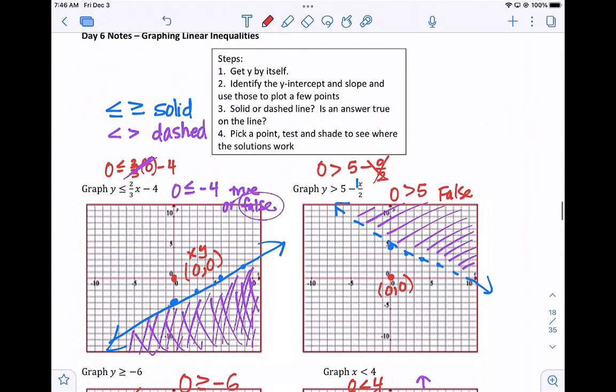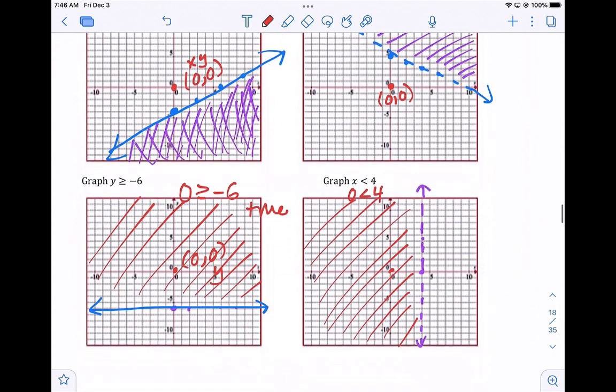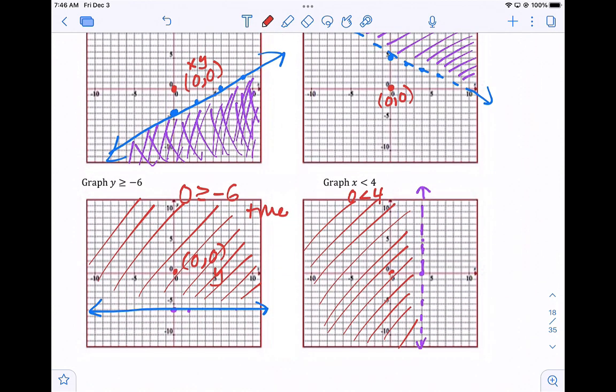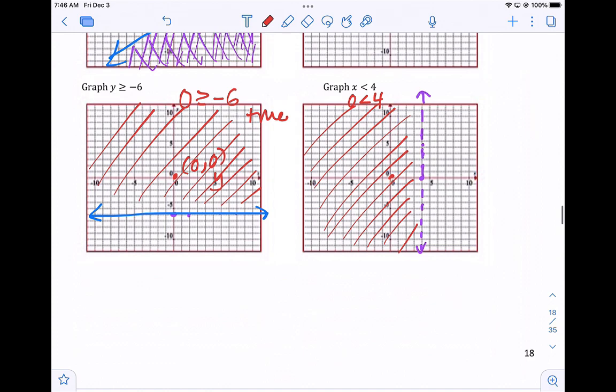So here's how you graph, again, when y is by itself. You graph your slope and your y-intercept, you pick a point, test, and shade where the answer is true. If it's false, you shade the other side.